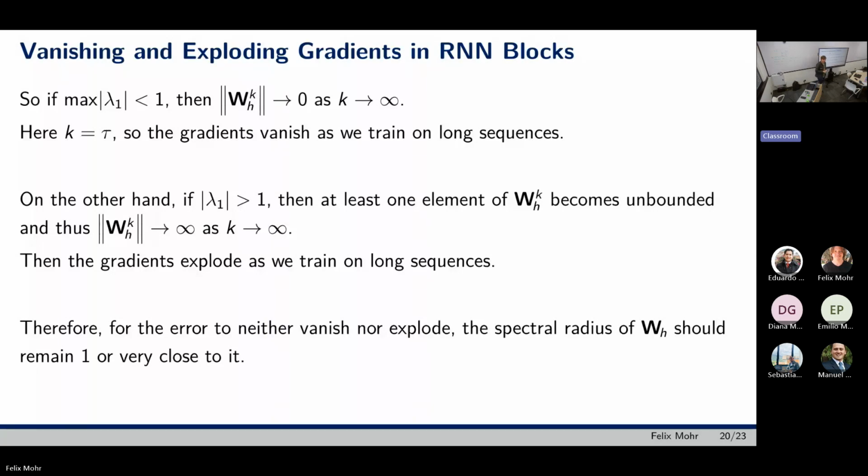So what we should have is that these lambdas ideally are close to 1. They shouldn't be much smaller and they shouldn't be much bigger, but they should be close to 1, so that gradients neither vanish nor explode.